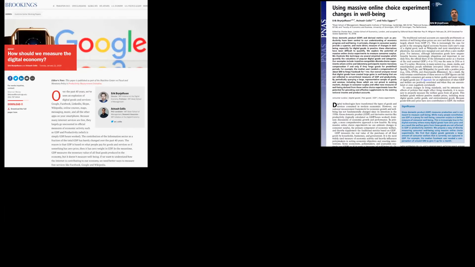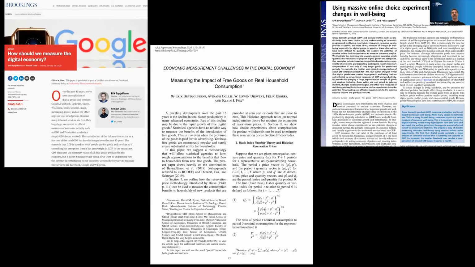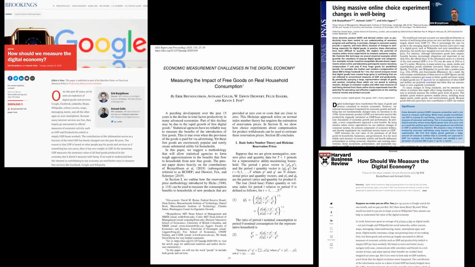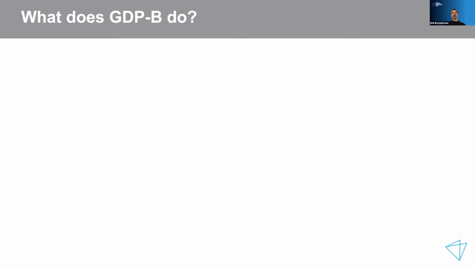So there's a series of papers that we did this with in Brookings, in PNAS, in the AEA Papers and Proceedings, and Harvard Business Review. And as I think I mentioned earlier, it's joint work with Avi Collis, Erwin Dewart, Felix Eggers, and Kevin Fox that are working on this, and now a number of other people like JJ Yoon.